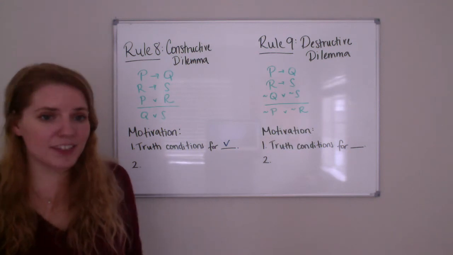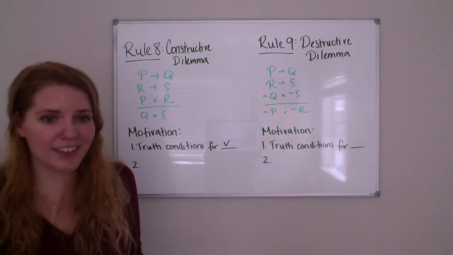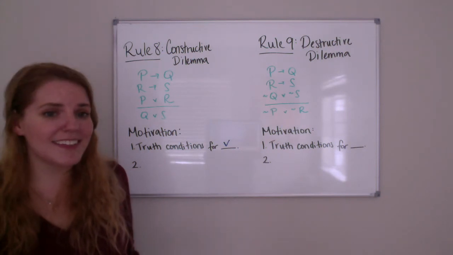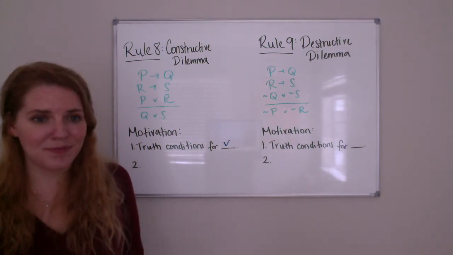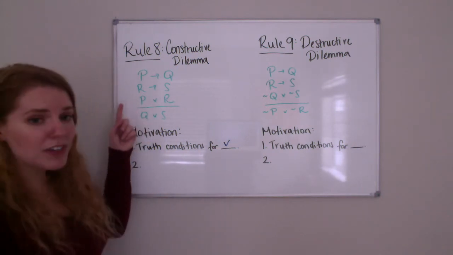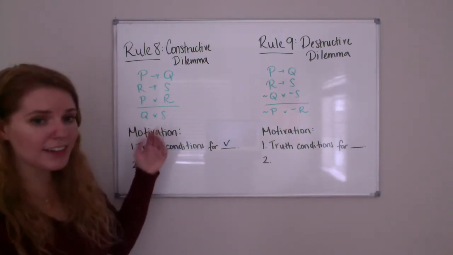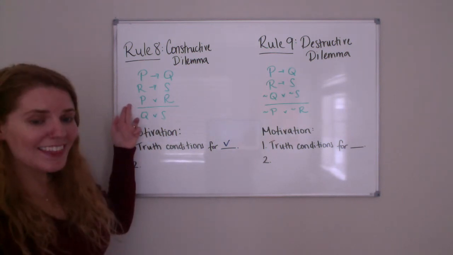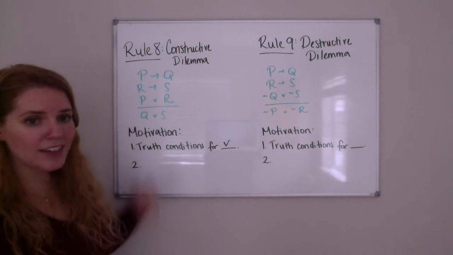If you said in the truth table rows 1, 2, and 3, that's also fine because those are the rows in the truth table in which at least one disjunct is true. So we know that since this is one of our premises, P or R is true. And since this is a disjunction, that means that either P or R is true.